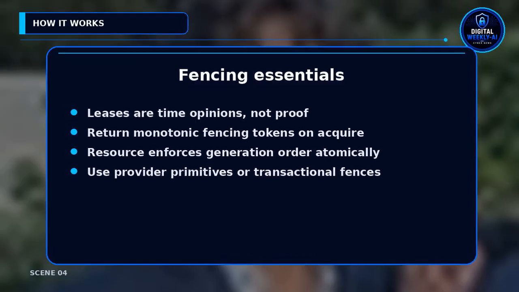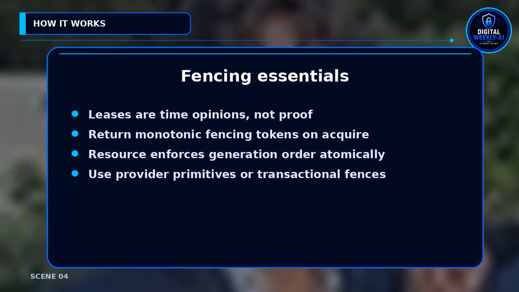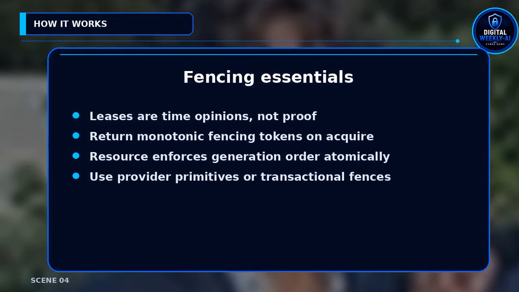A TTL lease is an opinion about time, not proof the previous owner stopped acting. A paused worker can later overwrite a newer owner's write. Fencing returns a strictly increasing generation on acquire. Resources accept only writes with a generation newer than the recorded greatest. Implement with an atomic conditional update in PostgreSQL, or use sequencers like Chubby or Zookeeper.